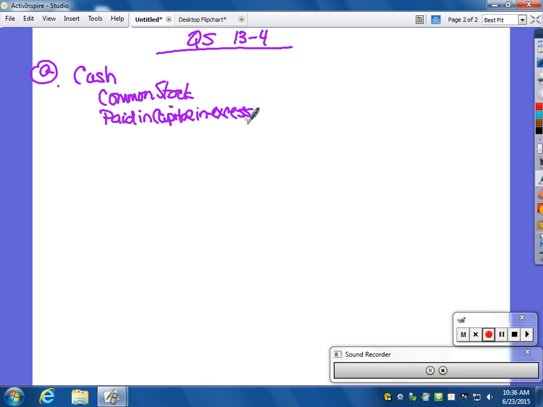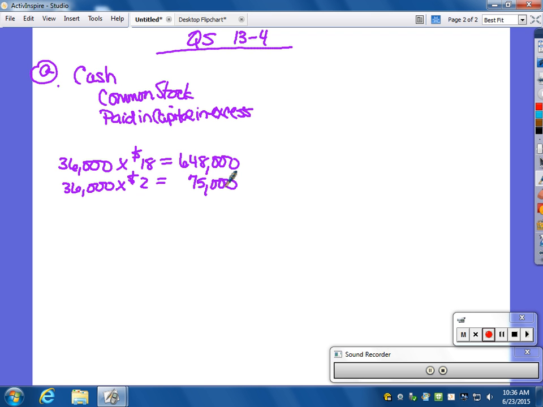And actually we can, what was the amount of shares that we issued? 36,000. So we issued 36,000 shares, $18. That's how much we sold them for. How much does that equal? 648,000. And then they were worth 36,000 times the $2. 72,000.